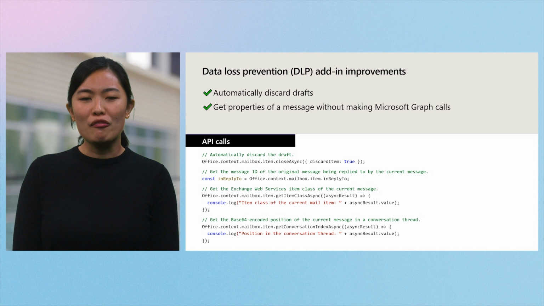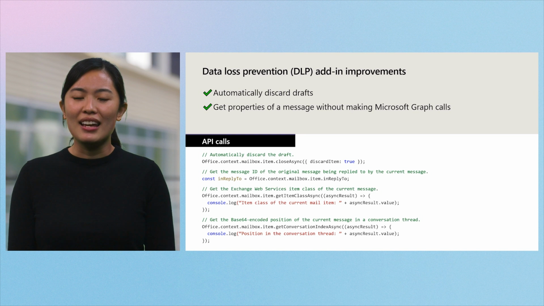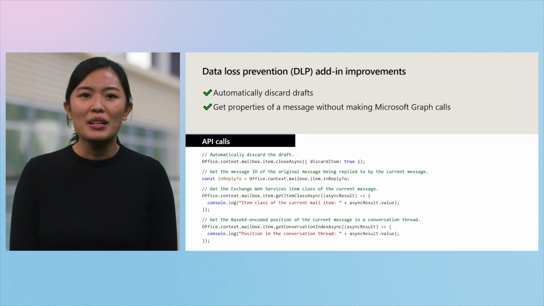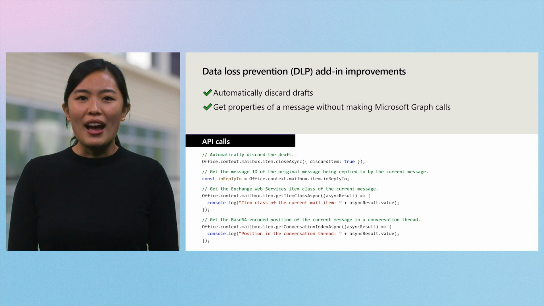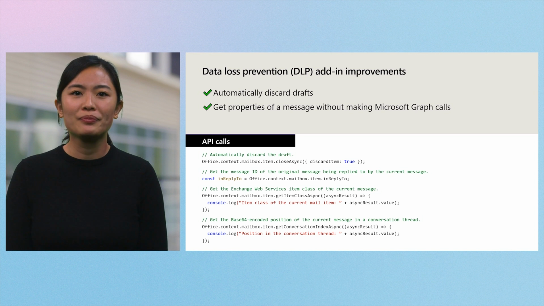To further improve the performance of your DLP add-in, additional message members such as InReplyTo, getItemClassAsync, and getConversationIndexAsync are now available for use. By using these over Microsoft Graph calls to get message properties, your add-in avoids making high-latency calls that could affect a user's experience.